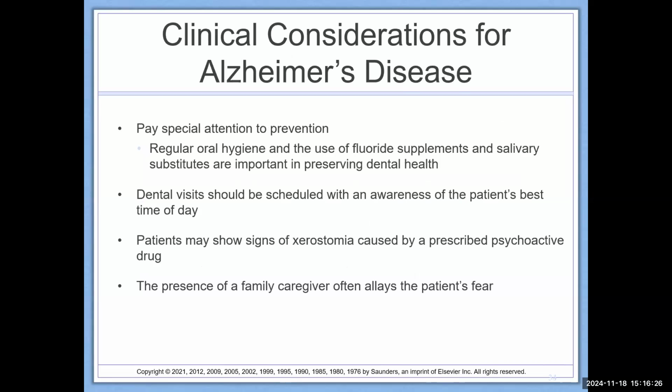So what are the clinical considerations of someone who suffers from Alzheimer's? Well, you have to pay special attention to prevent it. I mean, not to prevent Alzheimer's, but to prevent any oral hygiene issues. So you want to make sure they have fluoride supplements or regular oral hygiene. They should be reminded of their appointments and even be given oral hygiene instruction. Their dental visits should be scheduled with awareness of the patient's best time of the day, maybe when their memory is more heightened, or maybe when they have help at that time.